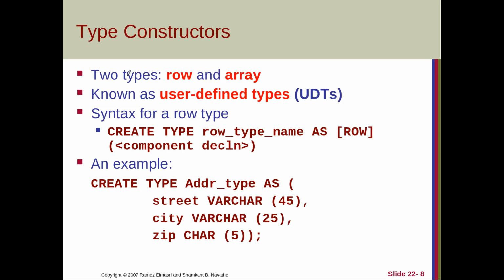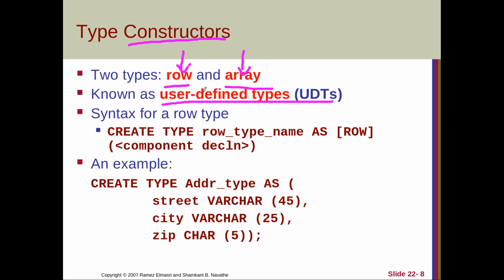Now let us see some of the type constructors used in SQL 99. There are basically two types. One is a row type and the second one is an array type. So one type constructor is row and another type constructor that we are going to use is array. Now these two can be called user-defined types, user-defined data types that are present in SQL 99.